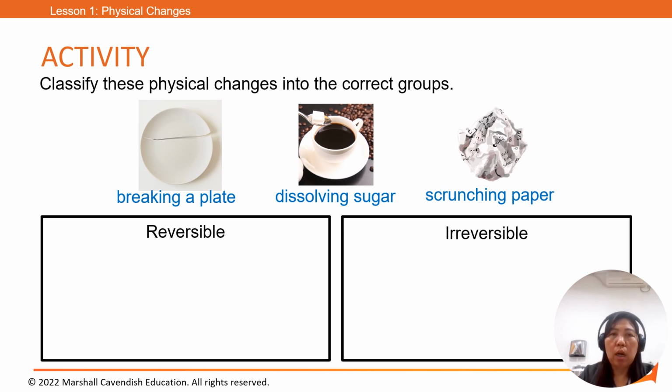Now, the next one, dissolving sugar. For dissolving sugar, do you think that is reversible or irreversible? The answer is, that's good, reversible, because you can obtain the sugar again later. Okay, and then scratching paper. Do you think that is reversible or irreversible? The answer is reversible. Very good. So let's continue.